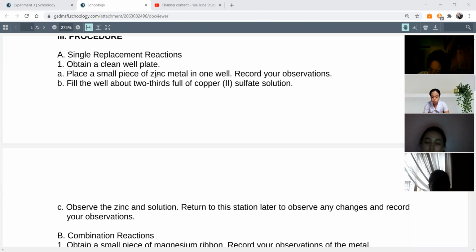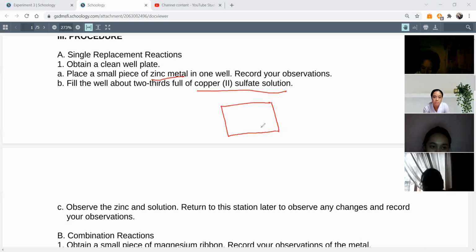We have here a piece of zinc metal, and then to be reacted with copper 2 sulfate solution. So after nila mag-react, actually it is just done using a well plate, or kung wala tayong well plate, it can be done in a test tube. The well plate looks like this.